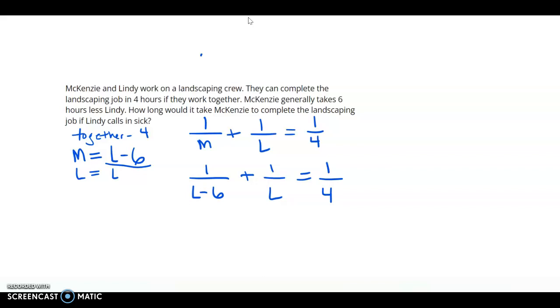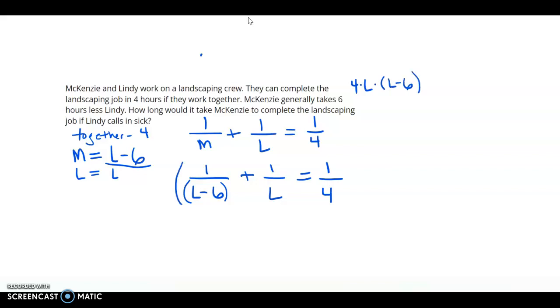Now let's go ahead and find the LCD. Here it'll be 4 times L, and we do have to do a completely separate L minus 6, because this is a whole factor, L minus 6, and so you can't tie it into L. So it'll be times L minus 6.